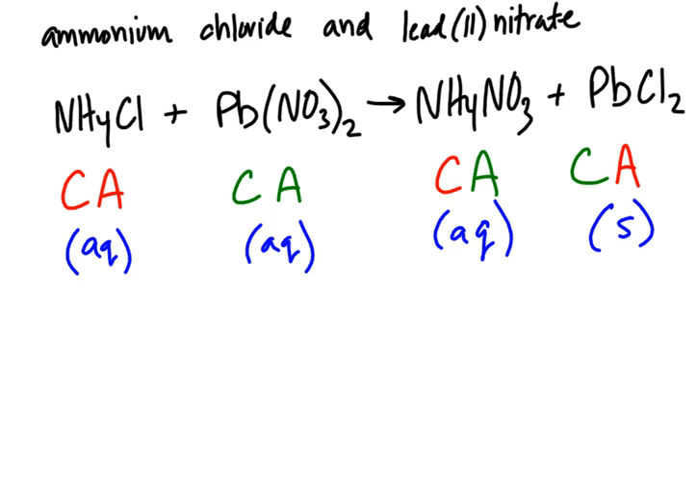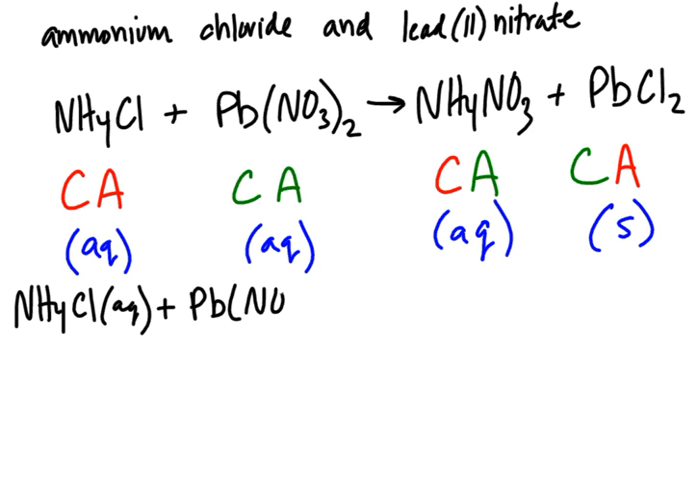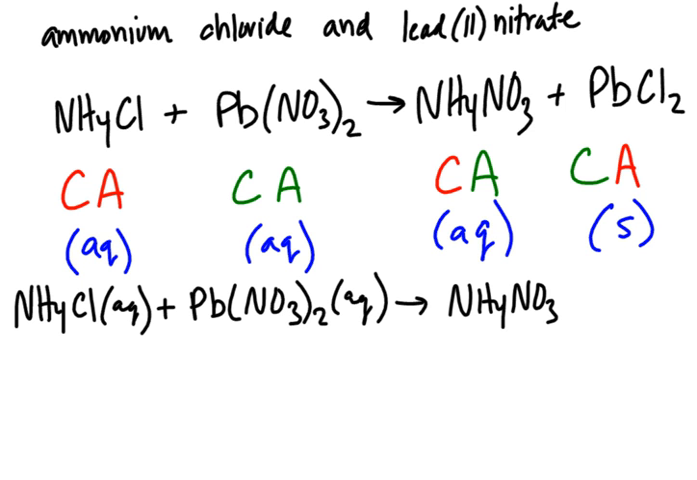So this is a solid. Okay? So if I was to rewrite my overall equation, it would look like this. NH4Cl aqueous plus Pb(NO3)2 aqueous forms NH4NO3 aqueous plus PbCl2 solid.